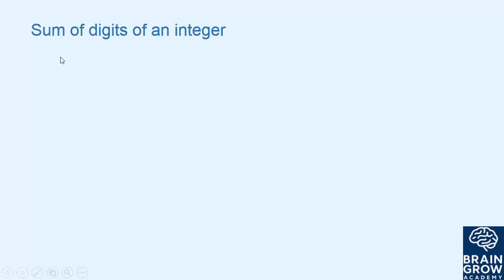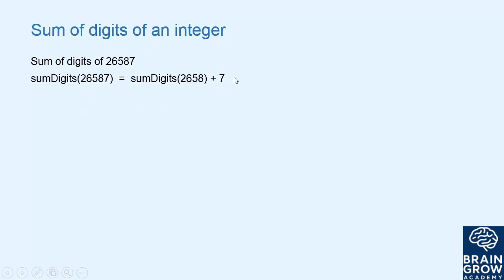In this video, we'll see how to find out the sum of digits of an integer recursively. Suppose we have to find sum of digits of this number. We can find it by adding 7 to sum of digits of 2658. This 7 is the least significant digit of this number, and this 2658 we got by removing this least significant digit.